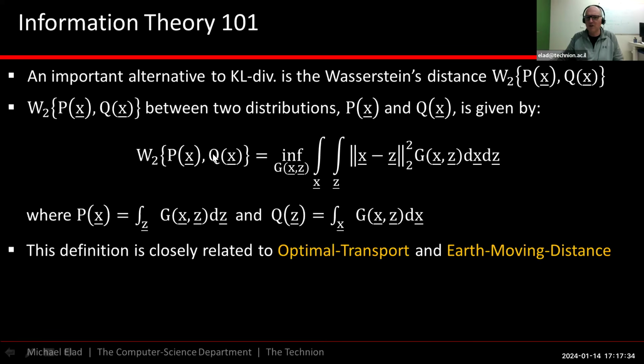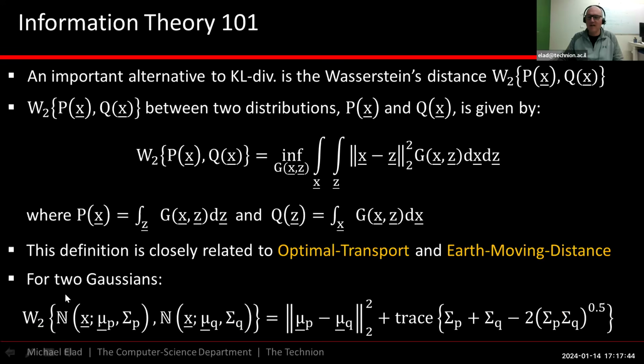If the two functions are the same, this is 0. This is a proper distance, okay? It obeys all the axioms that a distance should obey, like convexity, etc. And again, in the case of two Gaussians, it has a closed form. Look at the closed form.